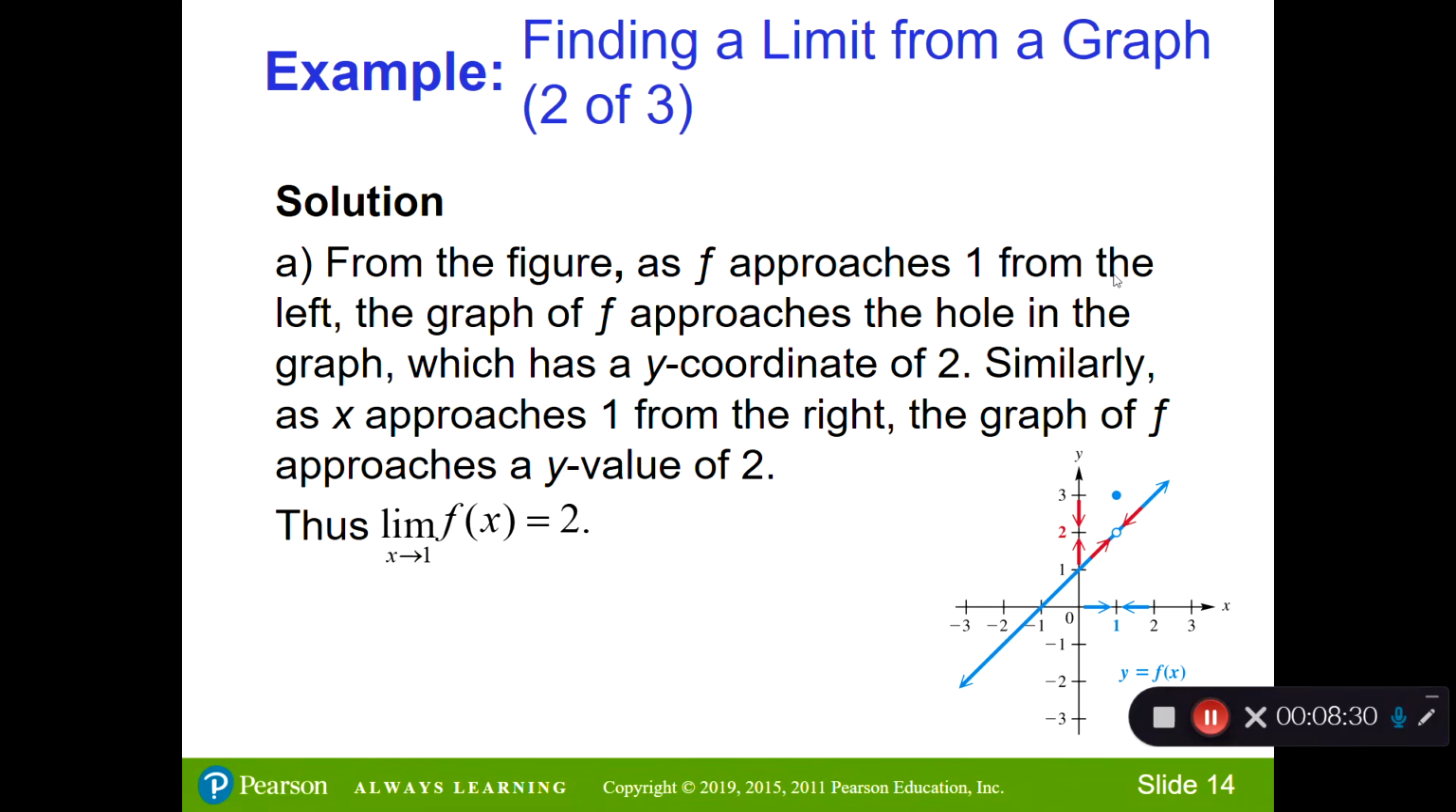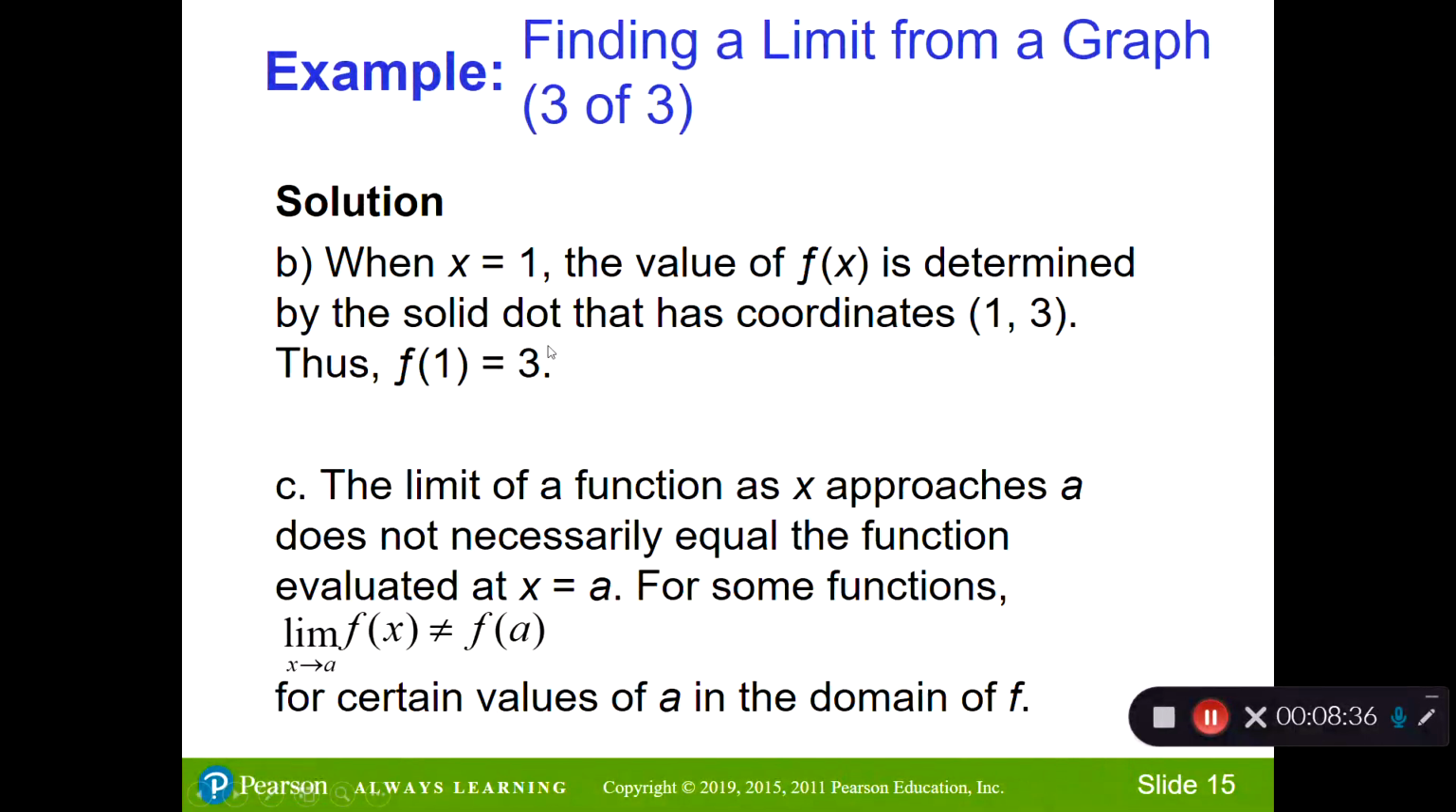The limit is just about what we're doing on the left and on the right. It's not what's actually happening there. So for some functions, it's not true that the limit is equal to the function evaluated there. When this statement is true, that the two are equal, we call those functions continuous functions.